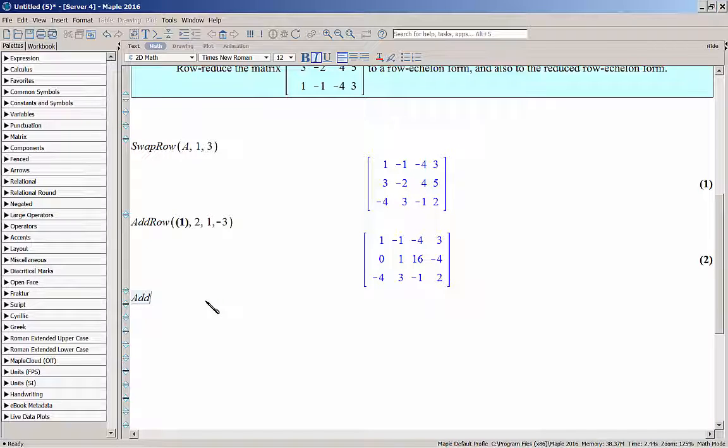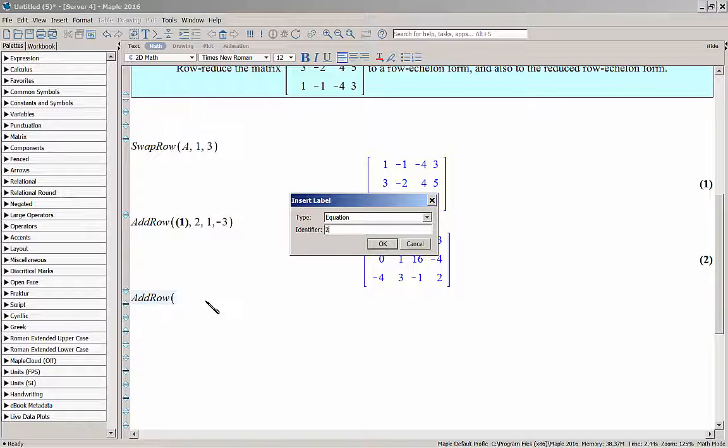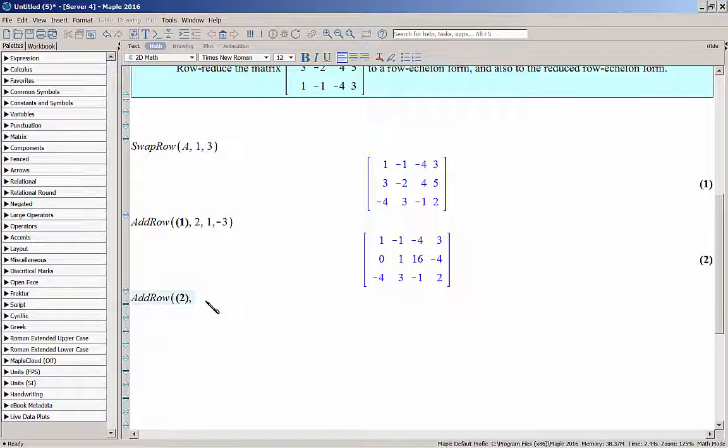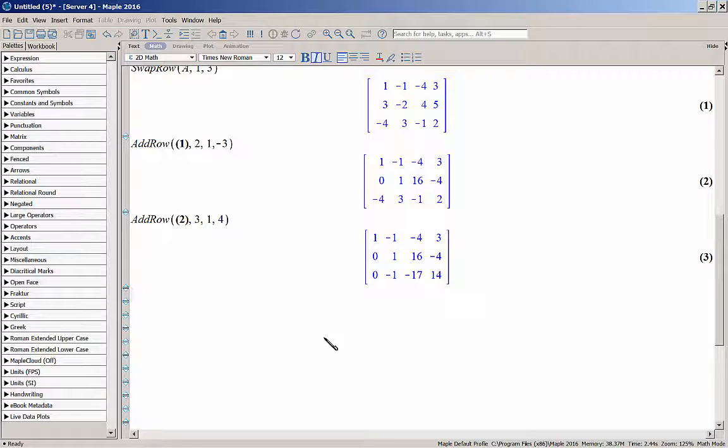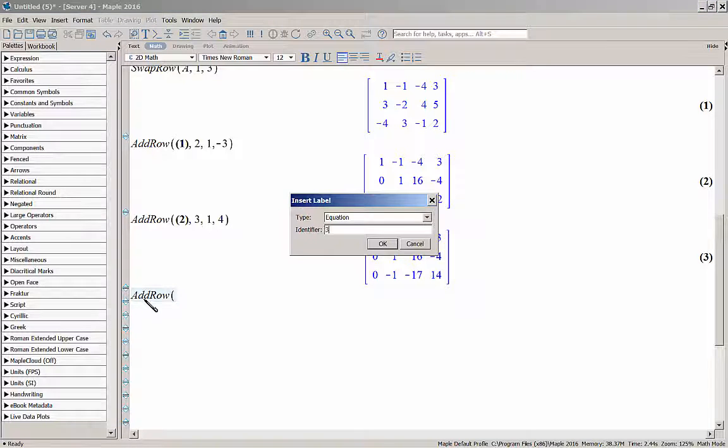Add row, and the matrix now has equation label 2. We want to add to row 3 a multiple of row 1, and that multiple is 4. And if you read it backwards, it's 4 times row 1 added to row 3. And a final step to get a row echelon form would be add 1 times row 2 to row 3. So that would be another add row. The equation label is now 3.